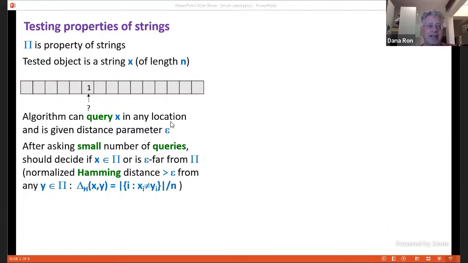So if we go to the standard model of testing strings that I started to describe, the way you access an object, which is a string, is by querying its bits. And the distance measure, which says what is the distance of an object to the property, is just the relative Hamming distance between the object and the closest object that has the property. So this is the standard property testing model.